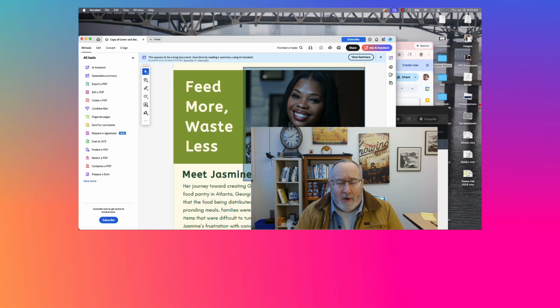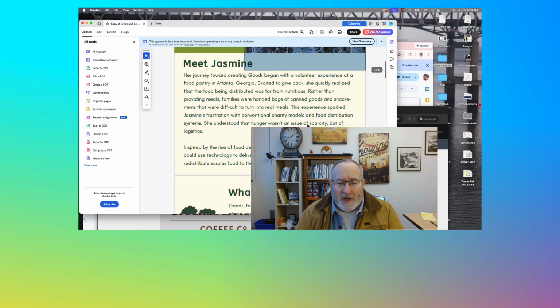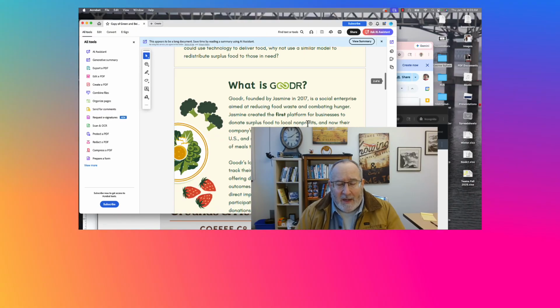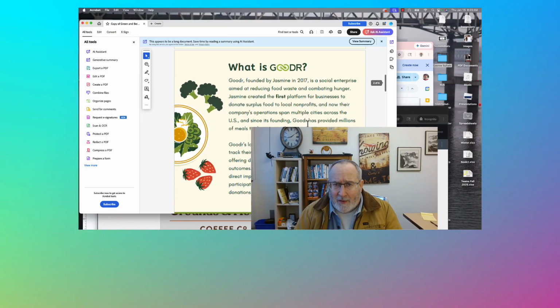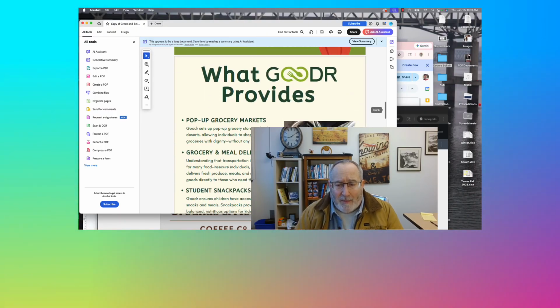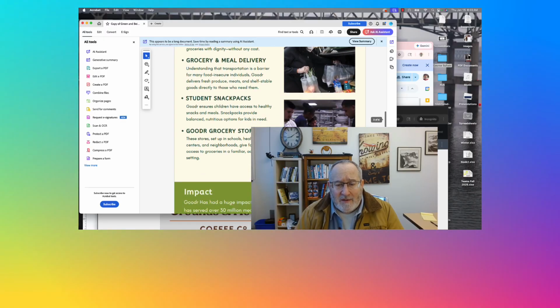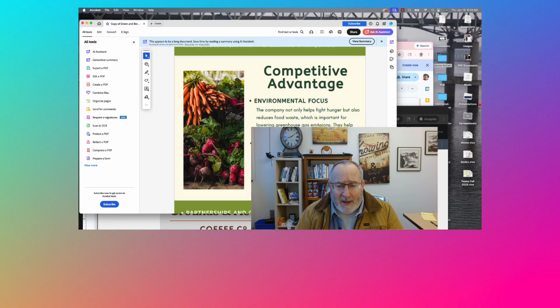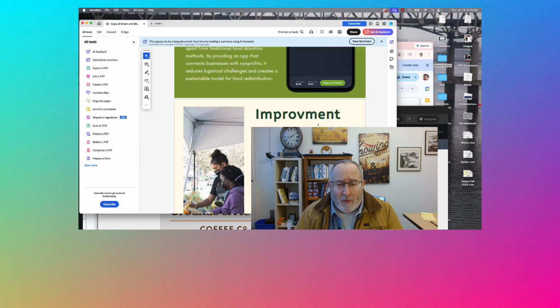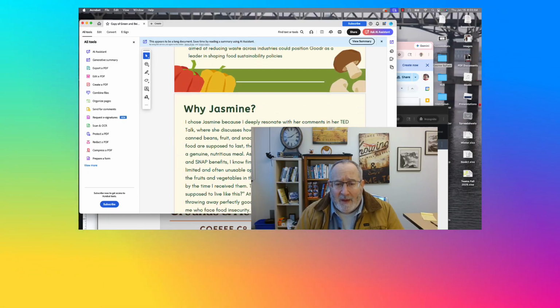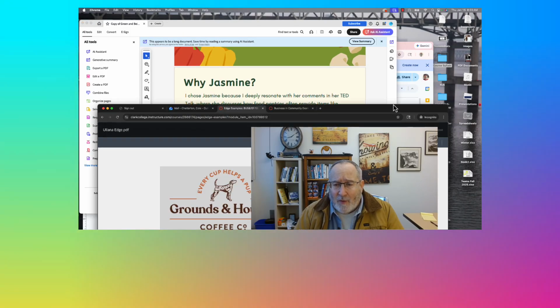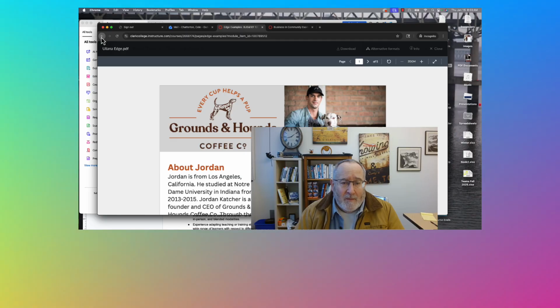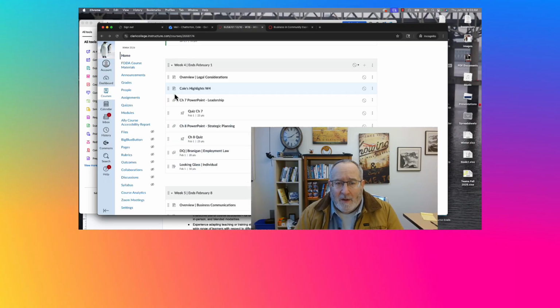Now let's go back over to Goodr, since I opened that up while I was waiting for the one to load. Here's Jasmine. What is Goodr? Again, it's a different look and feel on the document. Addressing a problem. I like the picture choices. Competitive advantage. Partnership and growth. Improvement, and so forth.